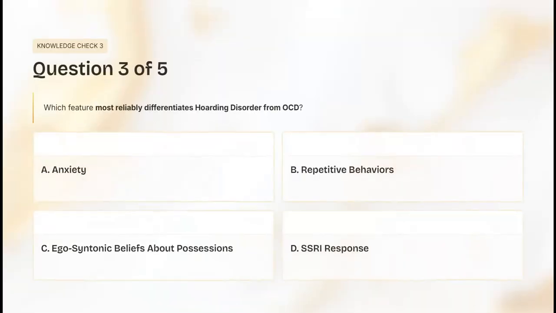Question 3. Which feature most reliably differentiates hoarding disorder from OCD? Would it be A, anxiety? B, repetitive behaviors? C, egocentric beliefs about possessions? Or D, SSRI response?